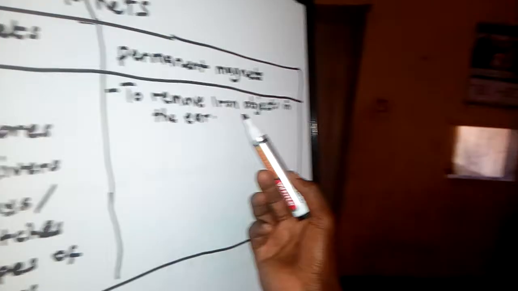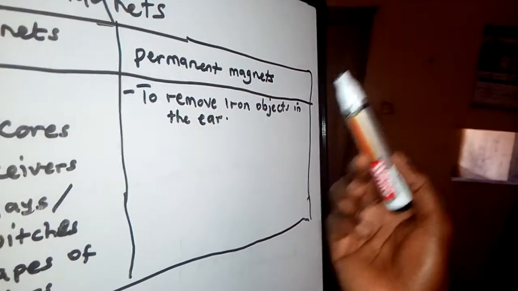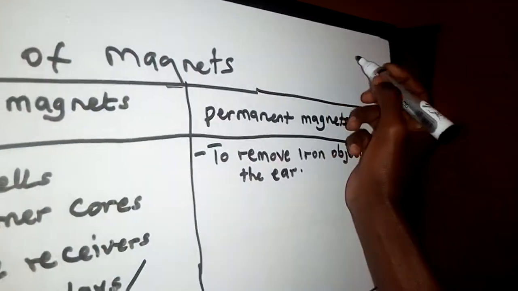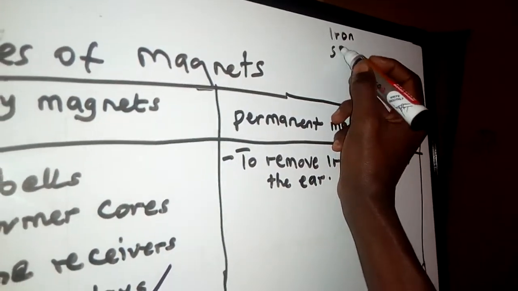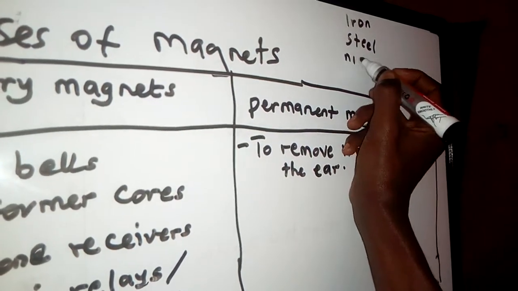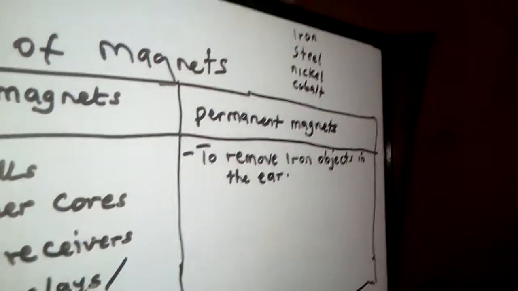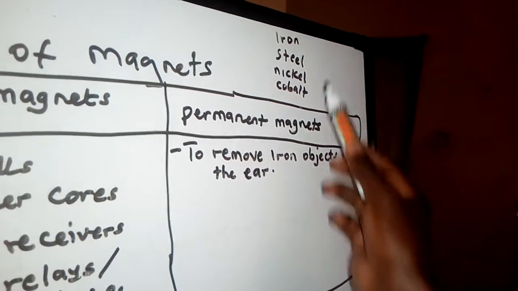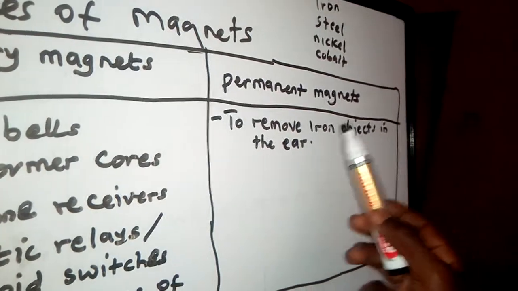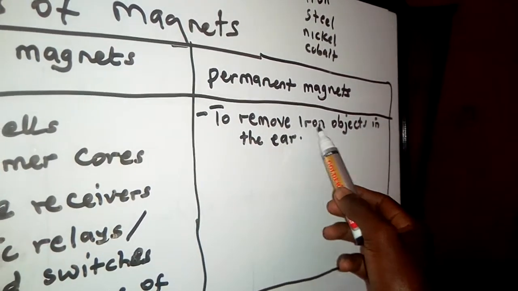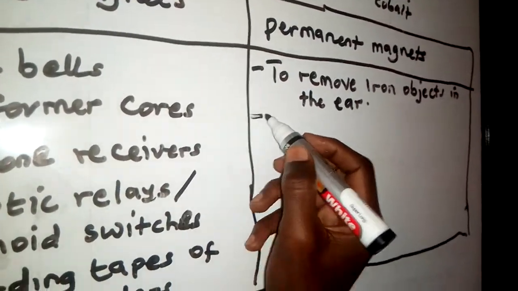But it may not only be iron. It may be iron, it can be steel, it can be nickel. I said examples of these things which can be attracted by a magnet are iron, steel, nickel, and cobalt. If one of those things is stuck in the ear, because these things can be attracted by a magnet, you simply bring the permanent magnet near the outer ear, and the permanent magnet will attract the iron object and will remove it. So that is a very good use of a permanent magnet in daily life.